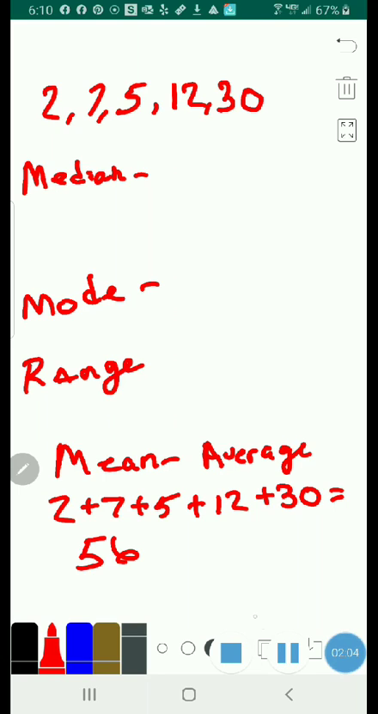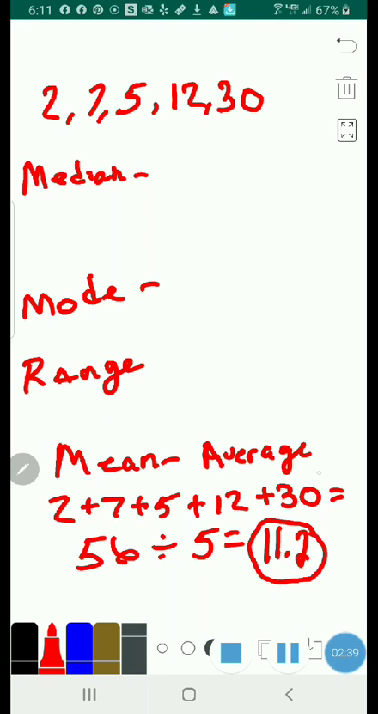So now we're going to count how many numbers we added up. We have 1, 2, 3, 4, 5. So we're going to divide that 56 by 5. I'll give you a few seconds to come up with a number, and that will give you your average. Your answer should be 11.2. So the mean for this set of numbers is 11.2.